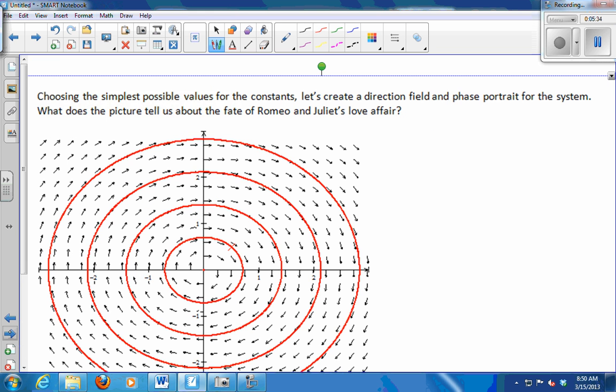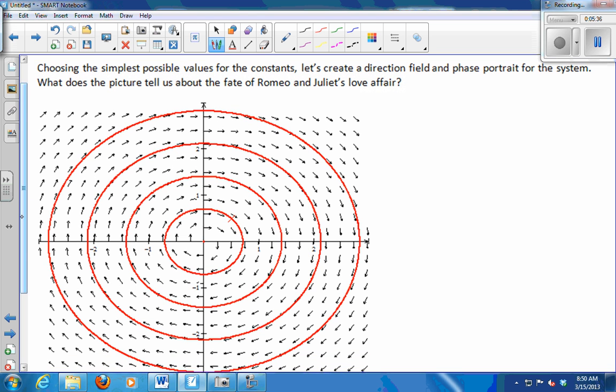Okay. And if we choose the simplest possible values for the constants, so just 1 and -1, so R prime is going to be J, and J prime is going to be -R. I just chose 1 and -1 for my constants. And I drew a phase portrait, vector field and a phase portrait. And we've got R and J. So what does this picture tell us about their romance?